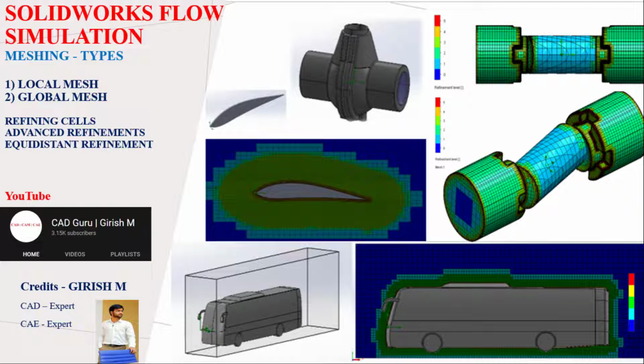Today I'm here with meshing types in SolidWorks Flow Simulation. We'll have a look at local mesh and global mesh. Into that we do have the refinements like refining cells, and we have the advanced refinements, the equidistant refinement and global meshing. We'll have a brief discussion about all these types of meshes by using different models like walls and external flow analysis like vehicles as well as airfoil structures. Let's get into it.